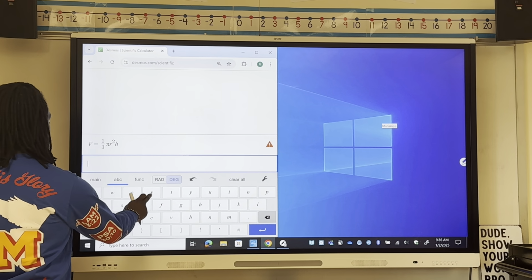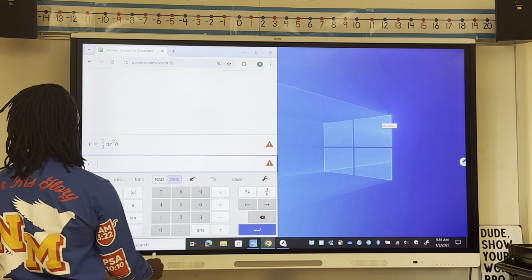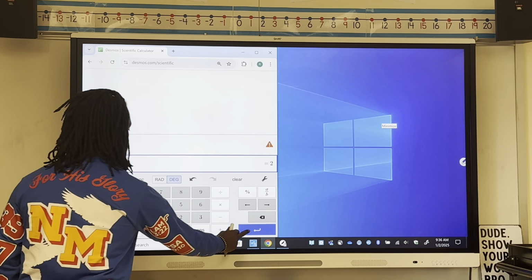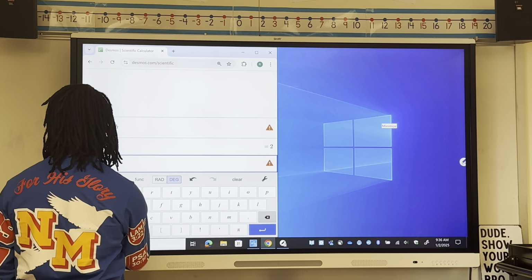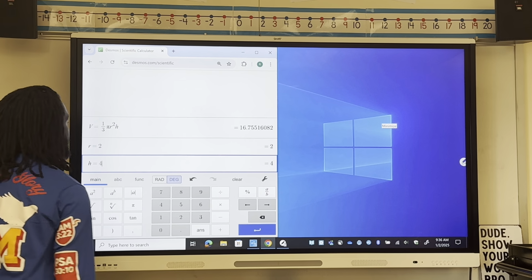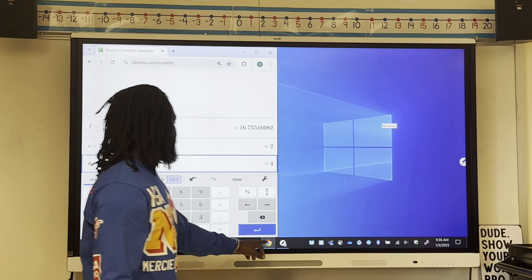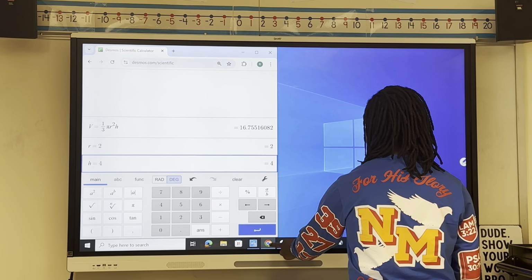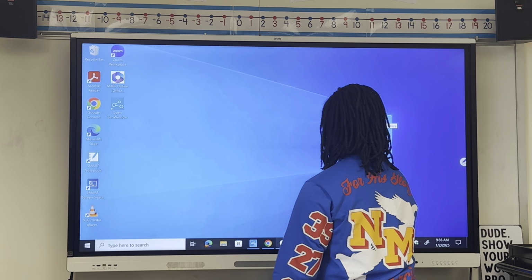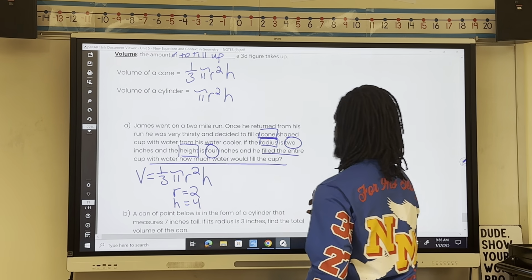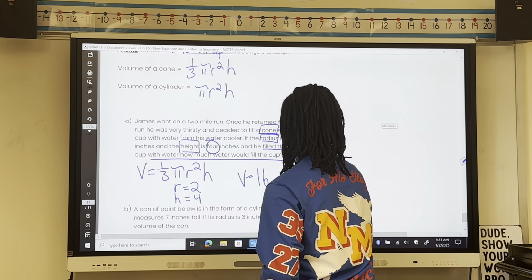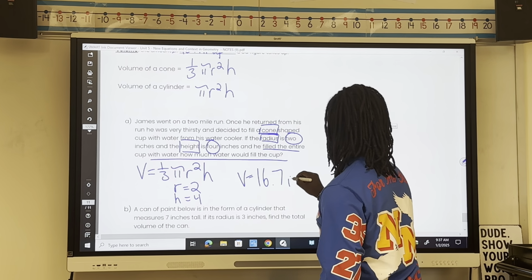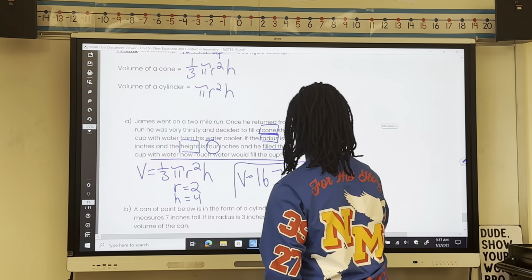And then r equals, we said r equals 2. The height equals 4. And there we go. We have our answer, right? It is 16.7. And so the volume equals 16.7, and it is inches cubed.